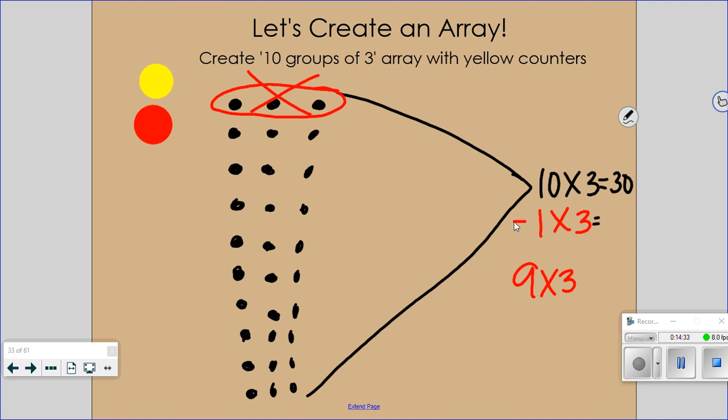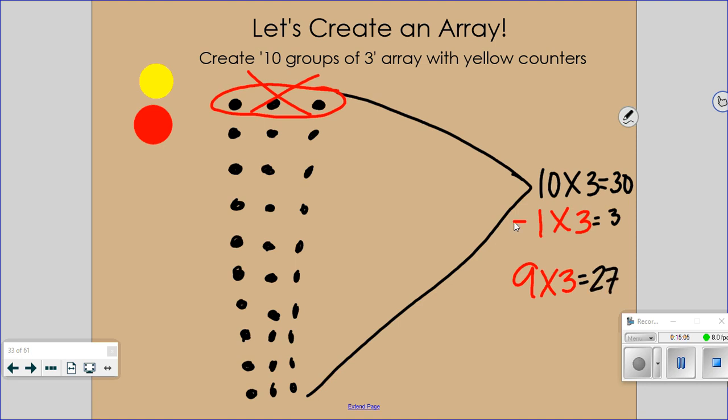What about one group of 3? Not a trick question. Bryce? 3. So if I had 10 groups of 3, which was 30, and I took away one group of 3, which was 3, then my 9 groups of 3 is going to be what, Brayden? 27.